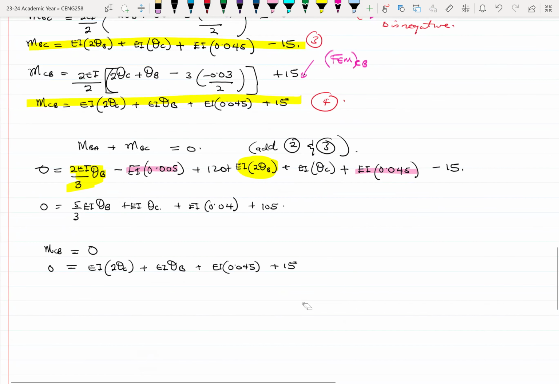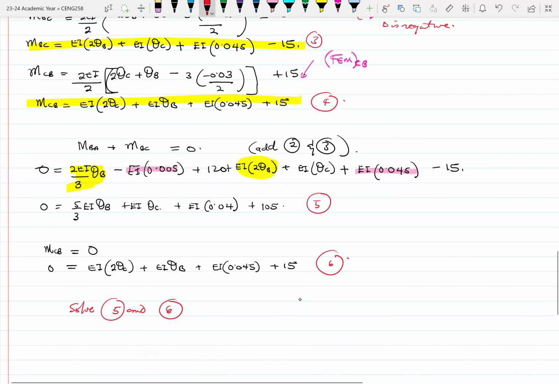So now we have two equations to deal with. Let me call this equation 5 and equation 6. So we can say solve 5 and 6 simultaneously. Okay, so let me do one or two changes to it. All right.